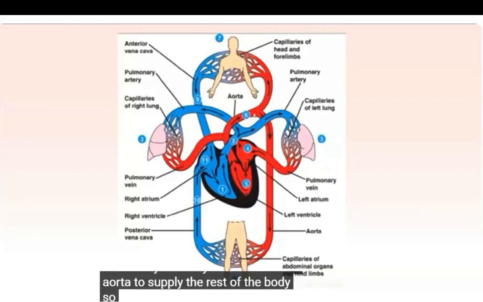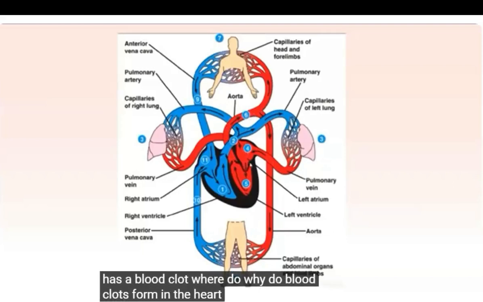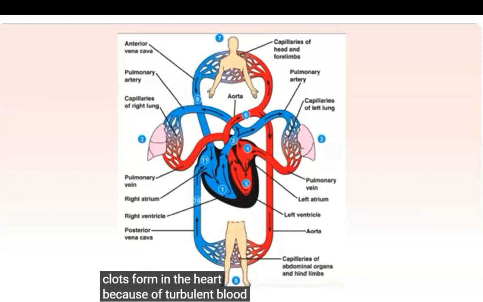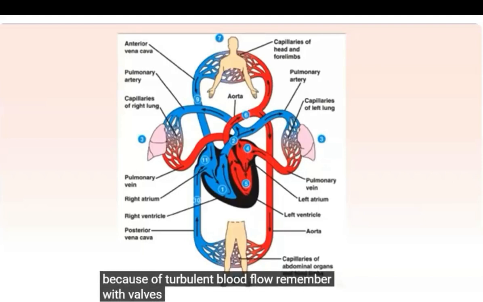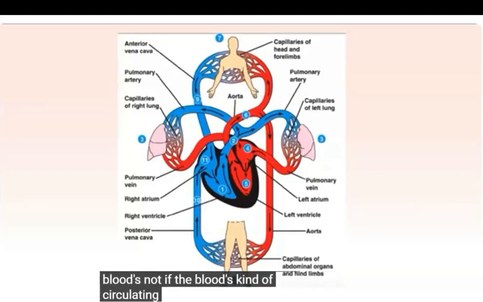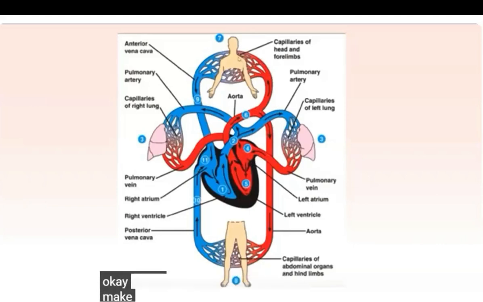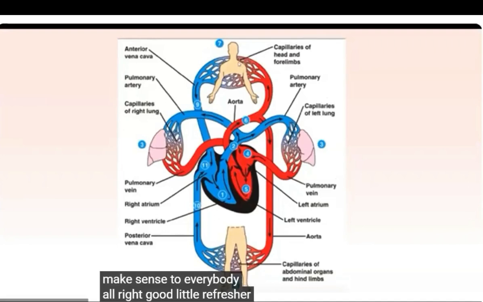So if an individual has a blood clot, why do blood clots form in the heart? Because of turbulent blood flow, remember, with valves not working properly. If the blood's kind of circulating within itself, it's more likely to cause a blood clot here, okay? The blood clot then will go either out to the body, more than likely to the brain. Make sense to everybody? All right, good little refresher.